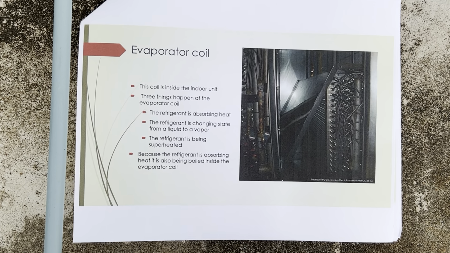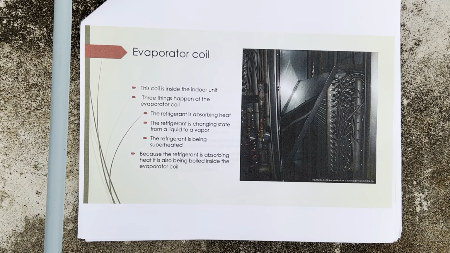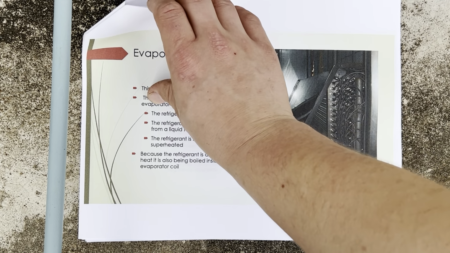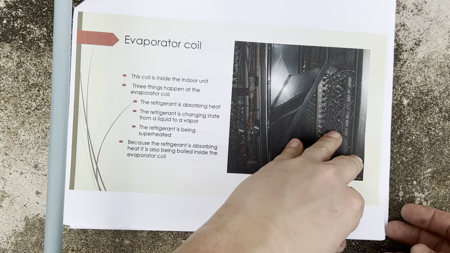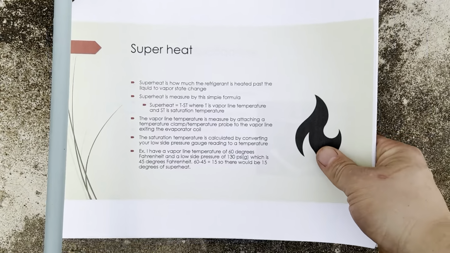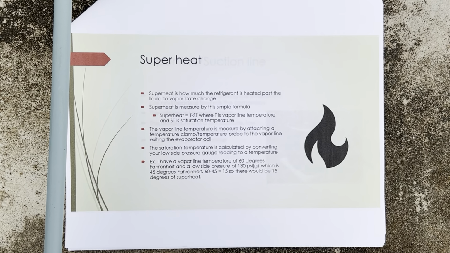Because the refrigerant is absorbing heat, it is being boiled inside the evaporator coil. And this is where you're going to get superheat, which we're getting ready to explain. Superheat is very similar to subcooling, but the opposite. Superheat is how much the refrigerant is heated past the liquid to vapor state change.